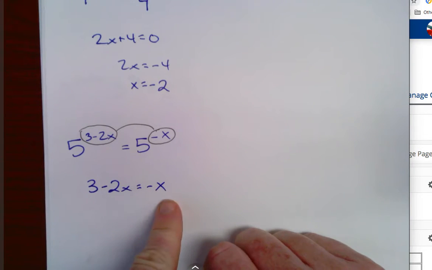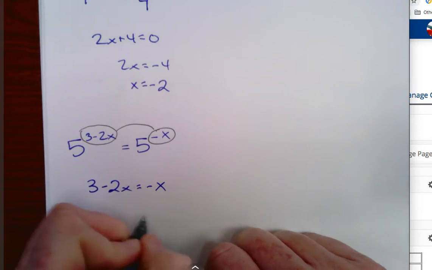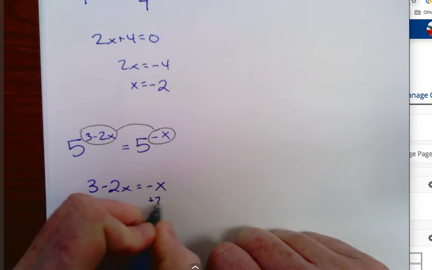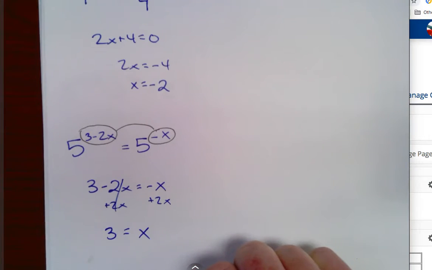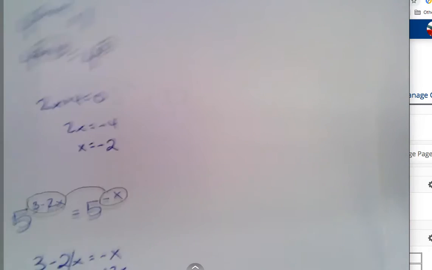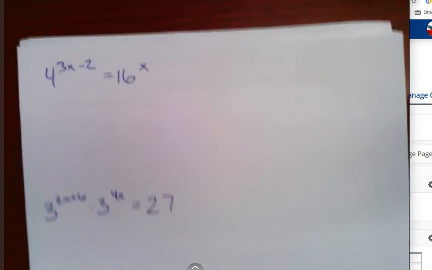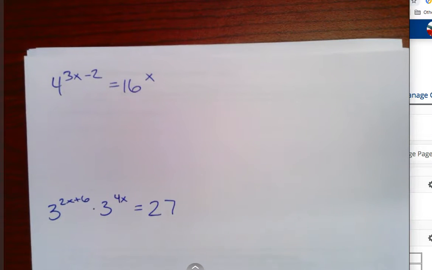Add 2x to both sides, right? And you get 3 is equal to x. Okay. All right. They're going to get a little harder here.